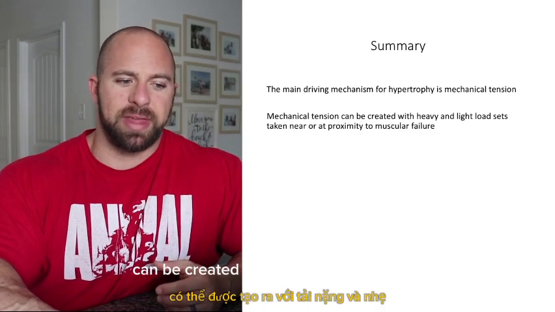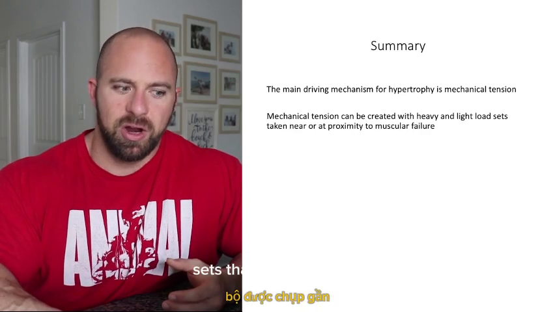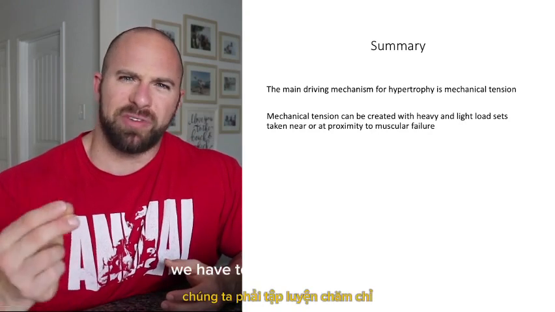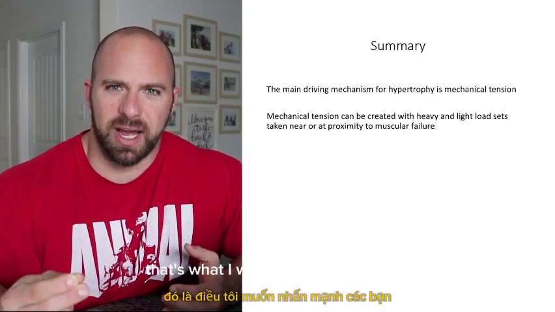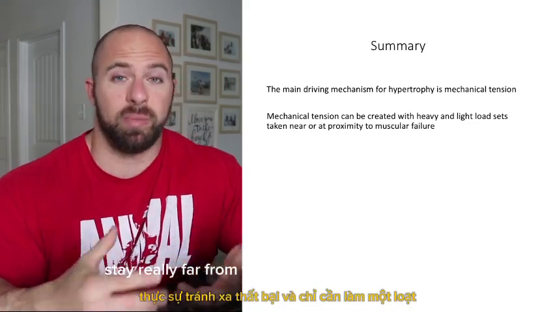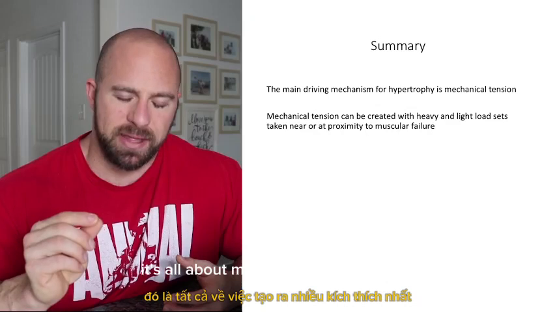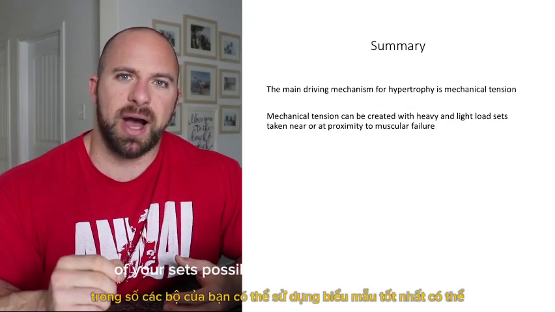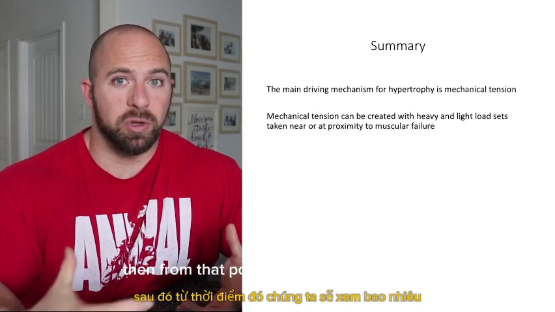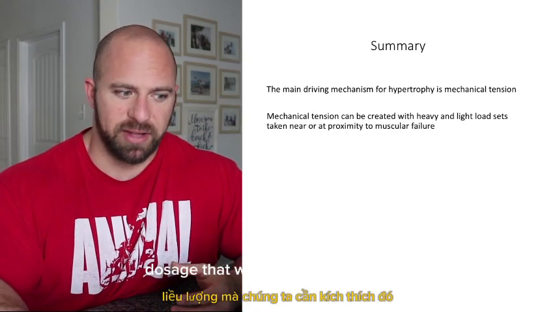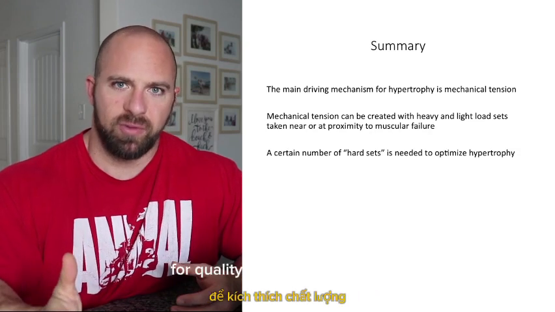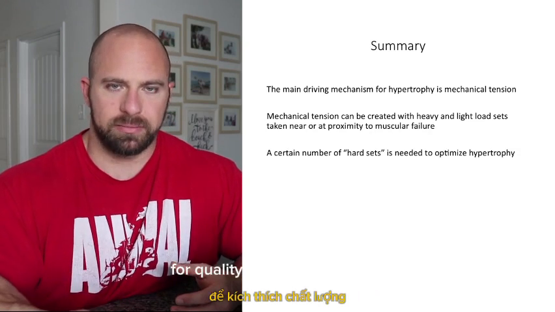So in summary, the main driver mechanism of hypertrophy is mechanical tension. Mechanical tension can be created with heavy and light load sets that are taken near or proximity to muscle failure. So this is the important thing. We have to have hard training. That's what I want to emphasize, guys. You can't go in there and just do these pump workouts, stay really far from failure, and just do a whole bunch of sets. It's all about making the most stimulus of your sets possible, using the best form possible. Then from that point on, we'll see how much dosage that we need of that stimulus. But I want to set the standard for quality stimulus off the bat.